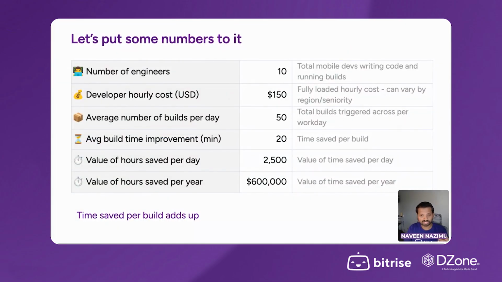All right, now let's delve deeper into efficient CI/CD workflows. Let's put some numbers to it to get some focus here. Let's assume a certain developer hourly cost. If your average builds per day is 50, and if we can get a 20 minute improvement in those builds, then that adds up to a total of $600,000 saved per year. Now, it may not be 20 minutes every build, but the idea here is time saved per build adds up.